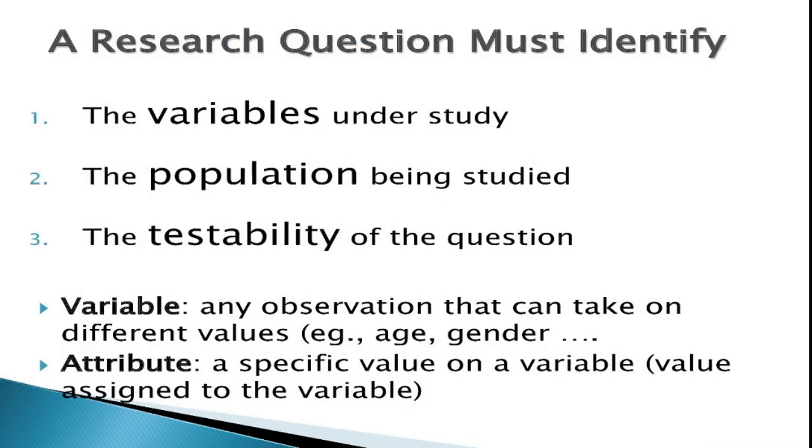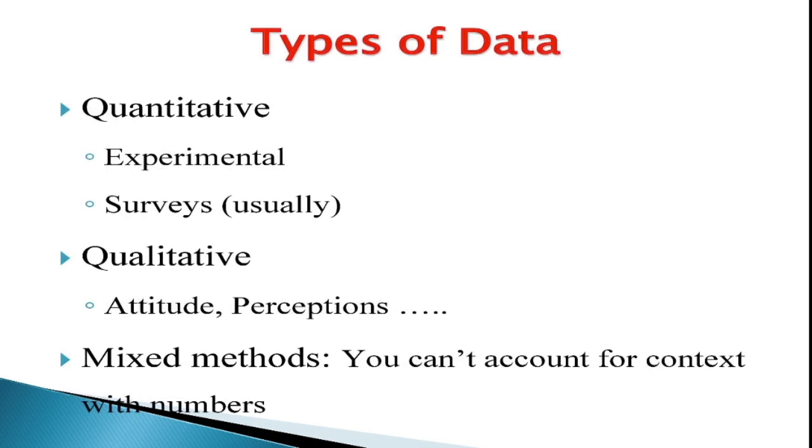And then the research questions must identify the variables under study, the population being studied, and the testability of the question. What do you mean by variable? Any observation that can take on different values. Example, age, gender. Attribute means a specific value on a variable, a value assigned to that particular variable.